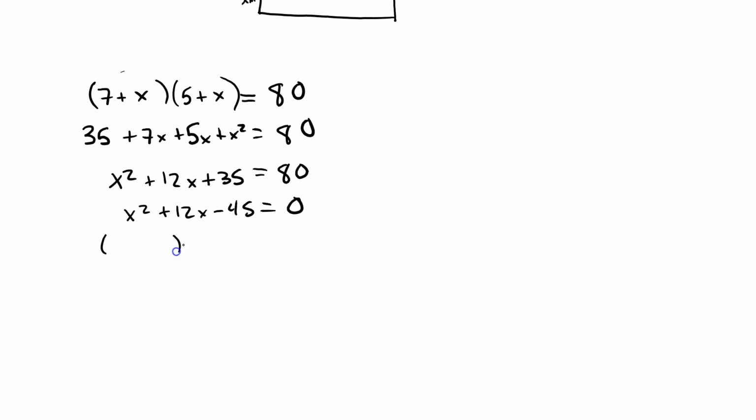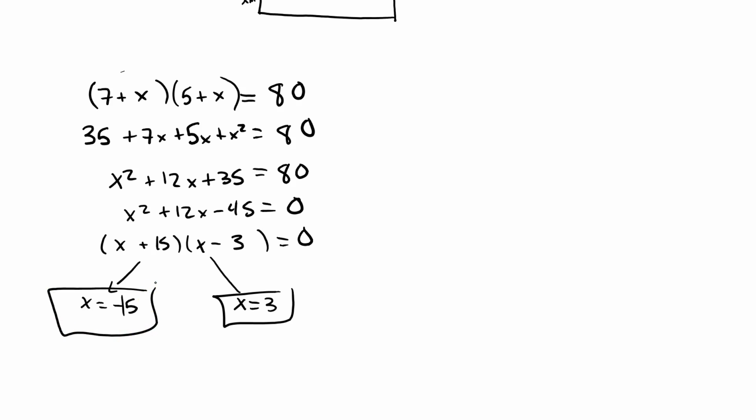So when we factor this, we're going to think of that. So two numbers that multiply out to 45 and add up to positive 12. I think that's going to be x plus 15, x minus 3. So that means that the x could potentially be negative 15, and the other x could potentially be 3.